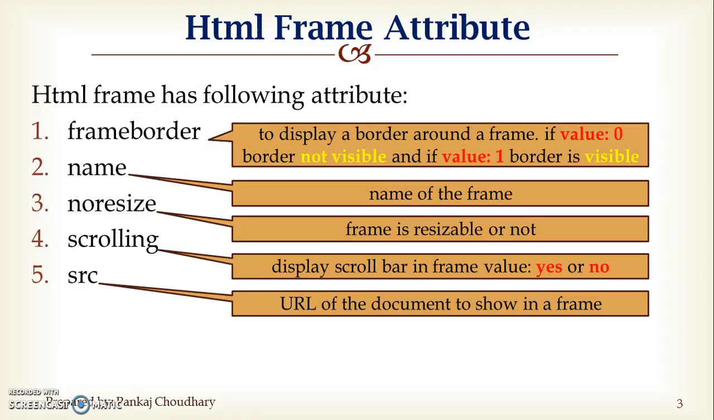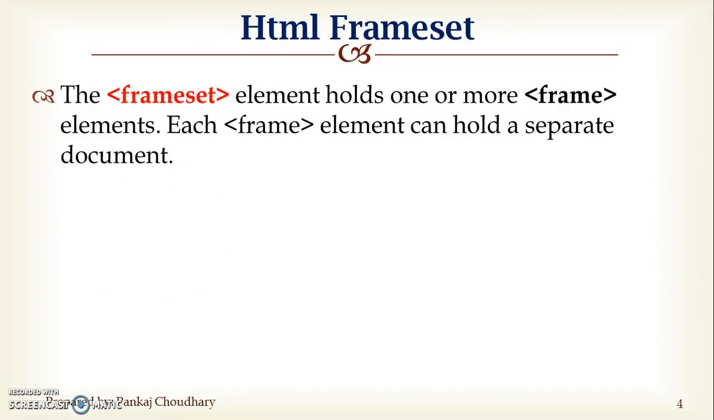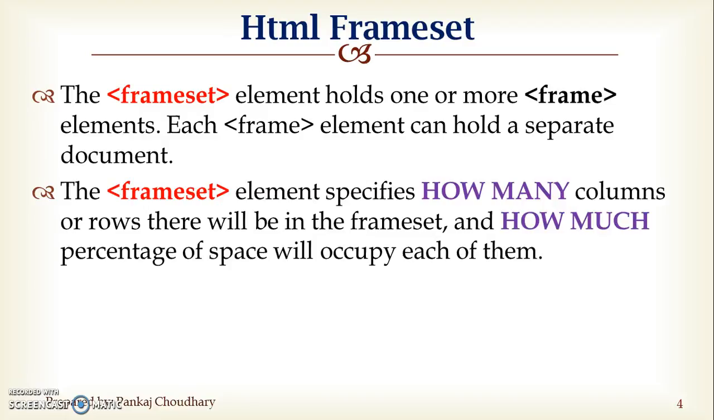The src attribute is used to specify the URL of the document which is going to be displayed in the frame. The frameset element holds one or more frames. Each frame element can hold a separate document. The frameset element specifies how many columns or rows there will be in the frameset and how much percentage of space each of them will occupy.